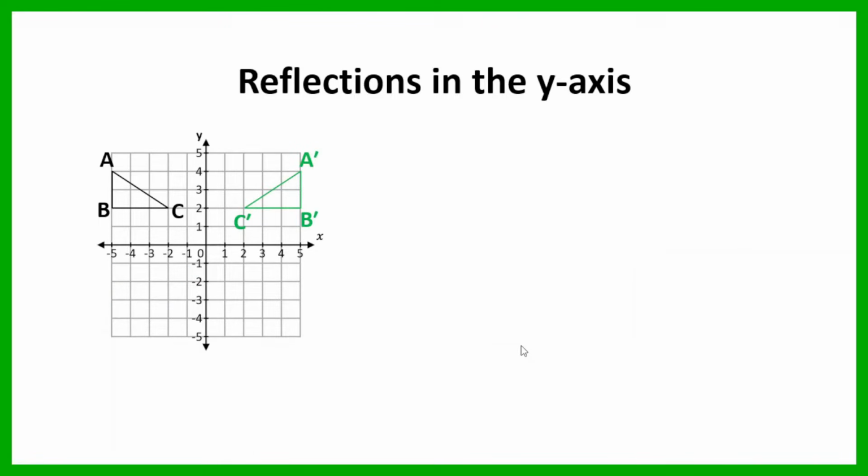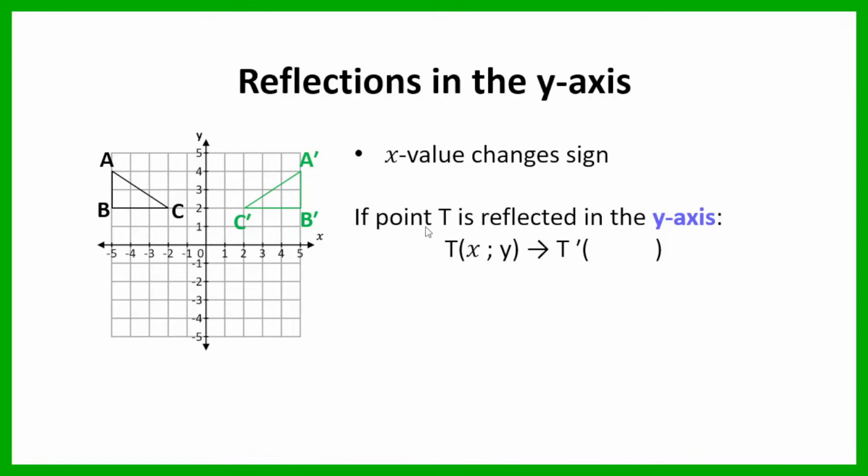Then if you reflect in the y-axis, so our y-axis is over here, it's now our mirror line, then the x value is going to change sign. So if we look at our rule, then if point T is reflected in the y-axis, and it has coordinates (x, y), then the x value changes sign and the y value stays the same. So you'll have (-x, y).